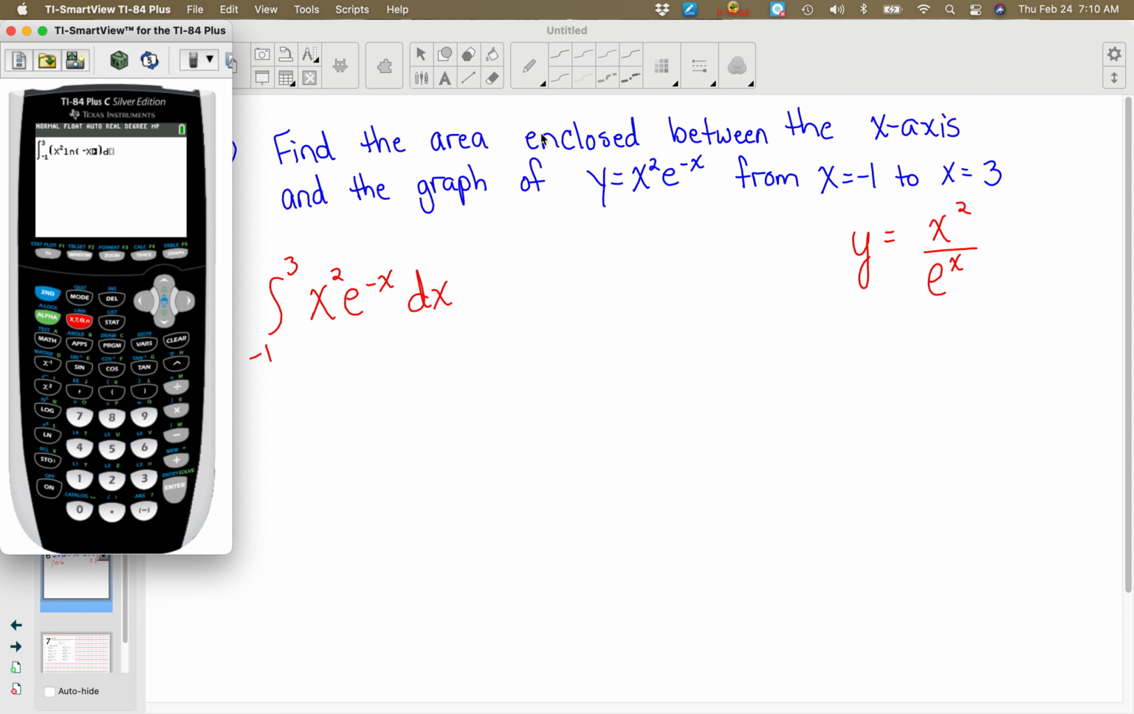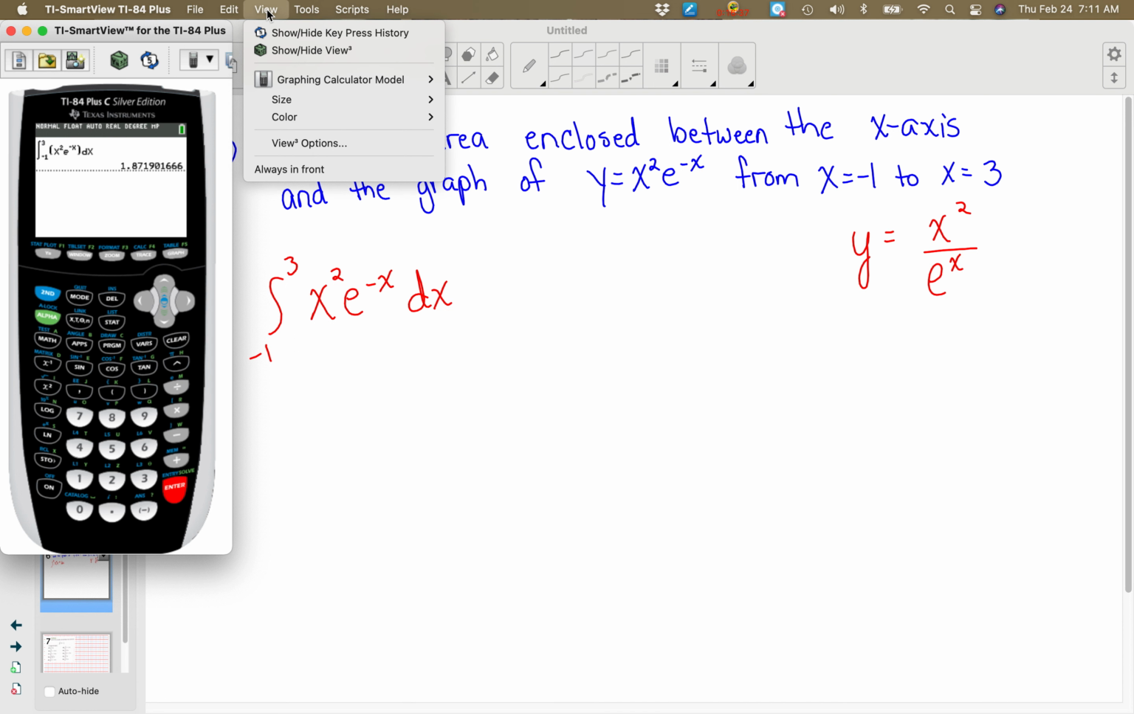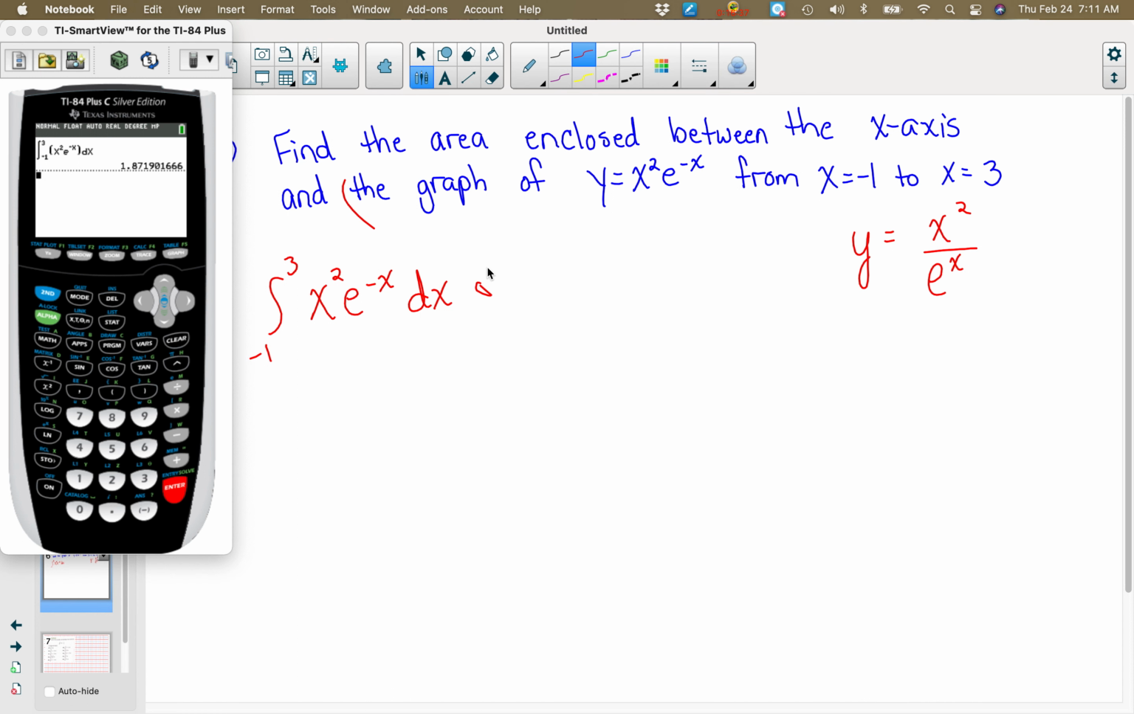Oh, wait, what happened? Let me hold on here. Okay, so here we get an answer. Approximately 1.872 if we round to 3 decimal places.